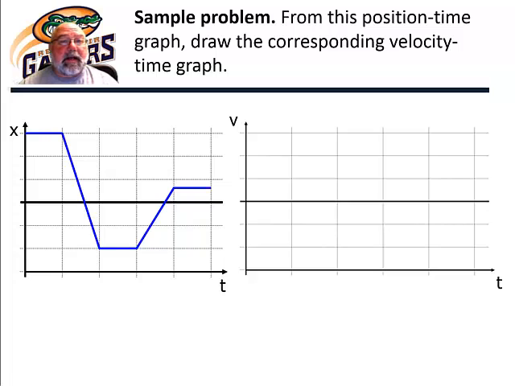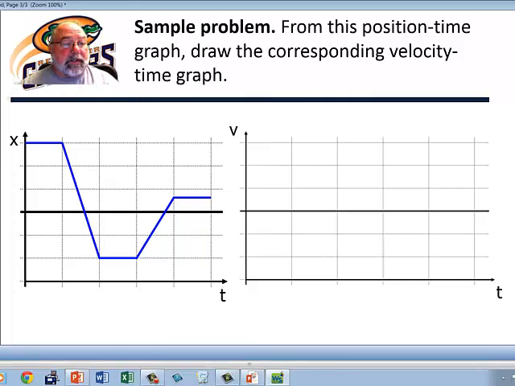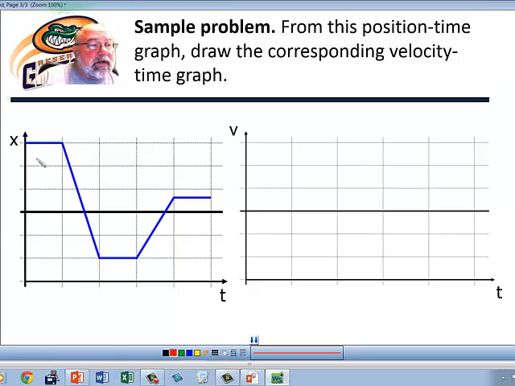Okay, so for this sample problem, we're going to draw the velocity versus time graph from the position graph. And this really is not all that tough. What we're going to do is go segment by segment, drawing the velocity graph based upon what the position graph is doing. And I'm just going to label this so we're talking about the same things. I'm going to call that 1, 2, and this would be -1.